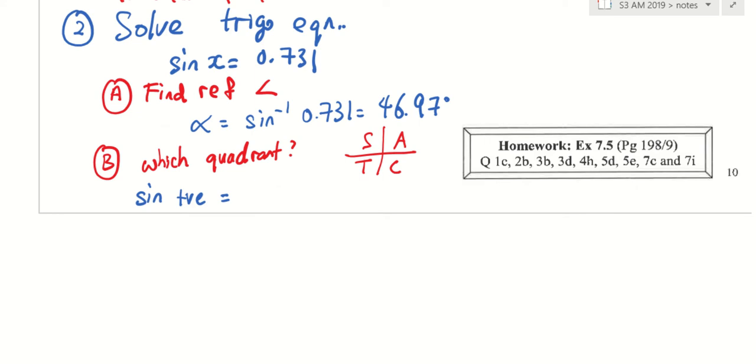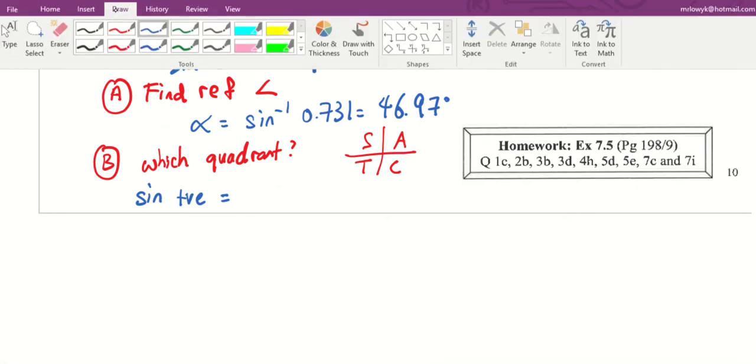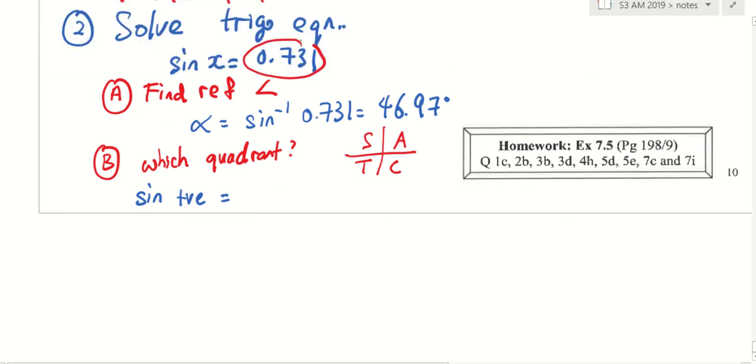Because the question says 0.731 is a positive. Right. So because this one is a positive number, is it possible that I have the same question but a negative number? Yes. Understand? So I will show you a negative number example later, can?